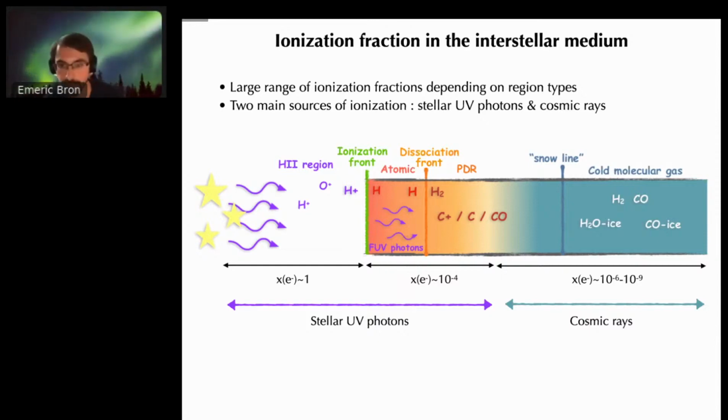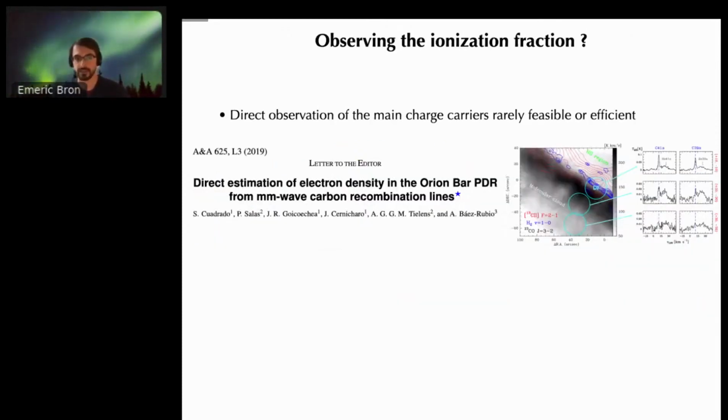And you can go down to typically a value of around 10 to the minus 6 to 10 to the minus 9 in cold, dense gas. So now, how can we observationally measure the ionization fraction in giant molecular clouds? Direct observation of the main charge carrier is very rarely feasible, except in very specific regions. For instance, here it was done in the PDR front at the surface of a cloud, but this is not applicable to a whole molecular cloud.